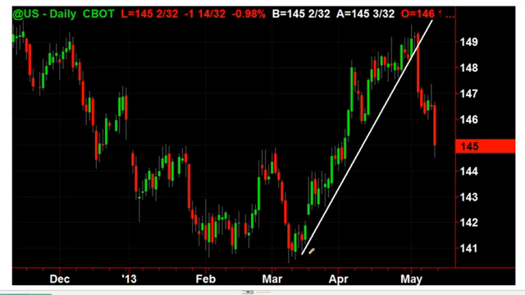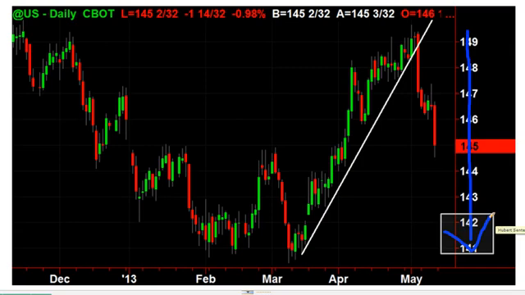What is the overall daily trend of the bond market? It was in a massive uptrend, and then it broke that uptrend line, so now we're going to say that we're in a downtrend. Do you agree? Yes? Type in yes if you agree. All right, so in this example, we're going to go with that.